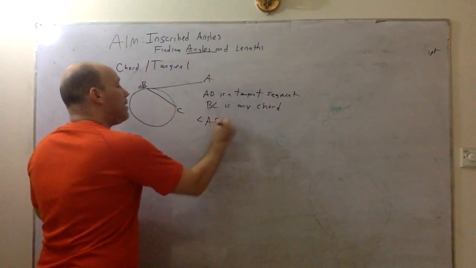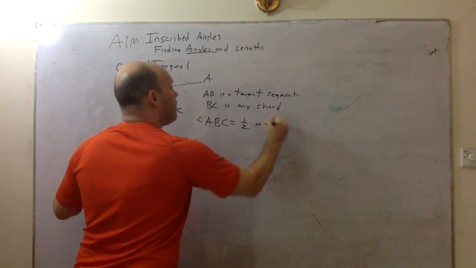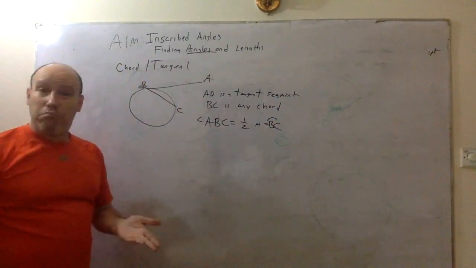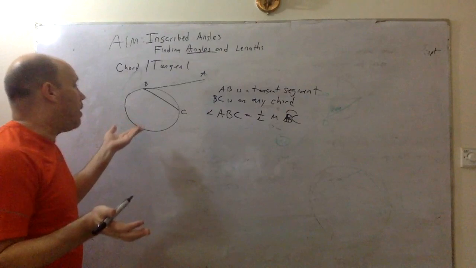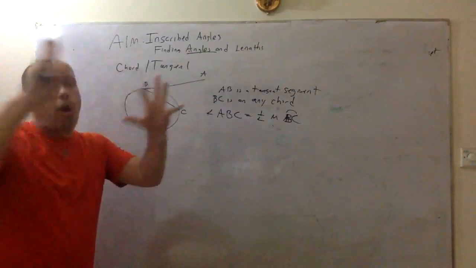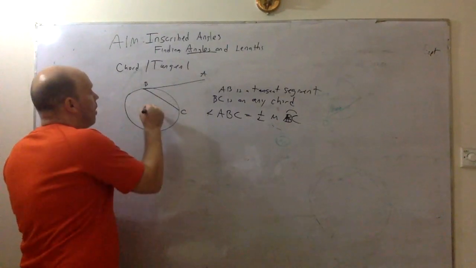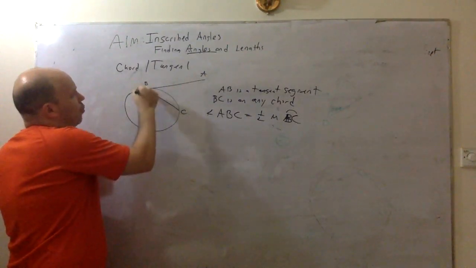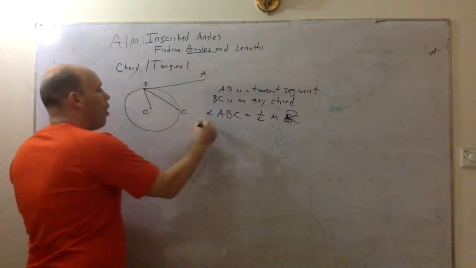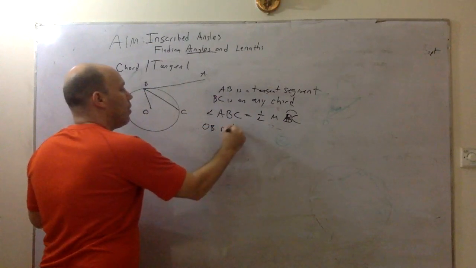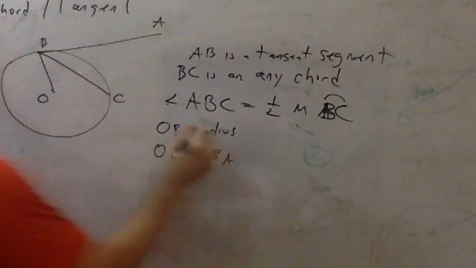Angle ABC is equal to 1/2 the measurement of arc BC. That's kind of cool. Can we prove that? Yeah. Once again, we have all of our knowledge. So you know what I'm going to do? I'm going to draw in a radius. So let's call the circle O. So OB is a radius. That means that OB is perpendicular to BA.